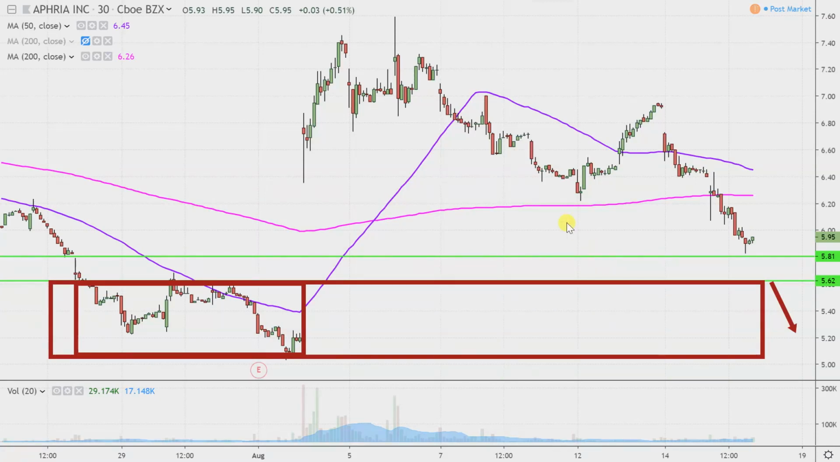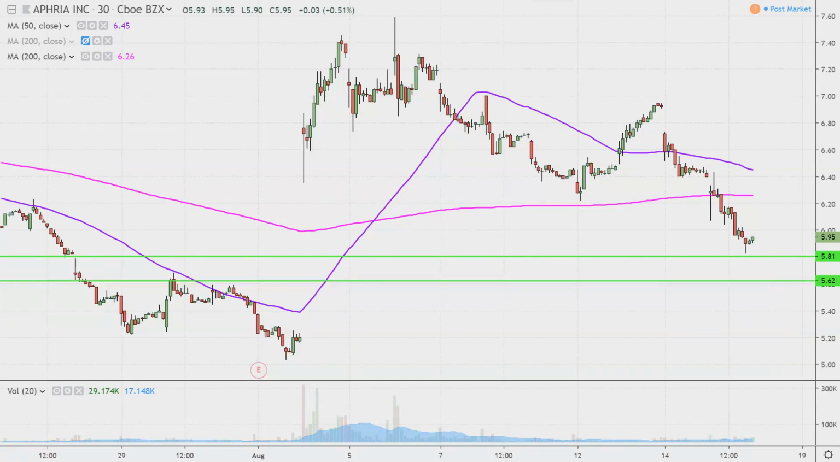But as of right now, the price hasn't even broken through 5.80. So maybe I'm getting a little bit ahead of myself there, but I'm just trying to illustrate why 5.60 is definitely a very important level going forward. So, rough day today. We'll see how the week ends tomorrow on Friday.